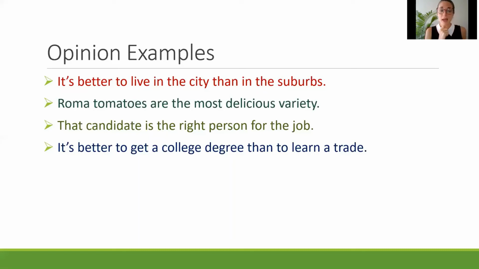So it's better to get a college degree than to learn a trade. There's my last one for this one. And in this case, we don't have any statistics, we don't have any examples, and we again could switch these and say it's better to learn a trade than to get a college degree. And that's a matter of opinion. It can be demonstrated either way, but it's not a fact in and of itself.